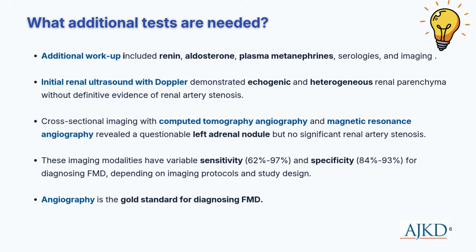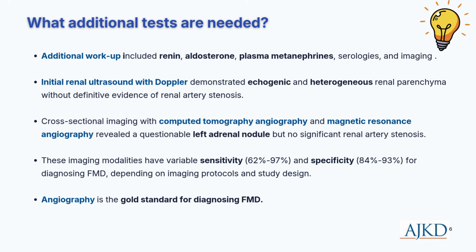Let's talk about the additional tests. First, the core labs were expanded to include renin, aldosterone, plasma metanephrines, serologies, and targeted imaging. That combination is not random, it's a very deliberate move to separate endocrine causes, renovascular causes, and systemic inflammatory conditions. This is a part textbooks often oversimplify, but in real clinical practice, the order and timing of these tests matter.